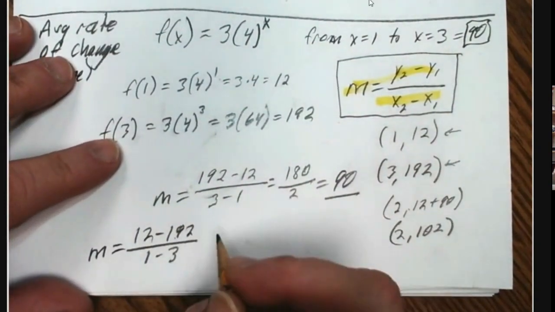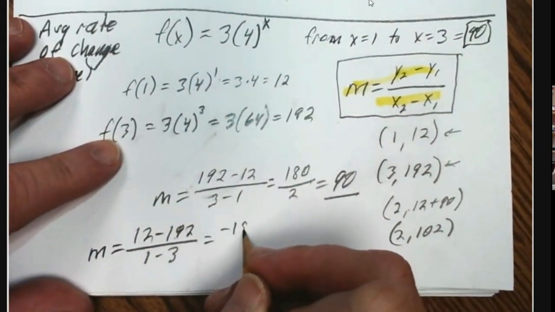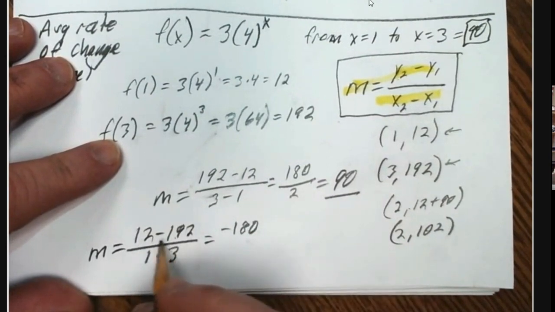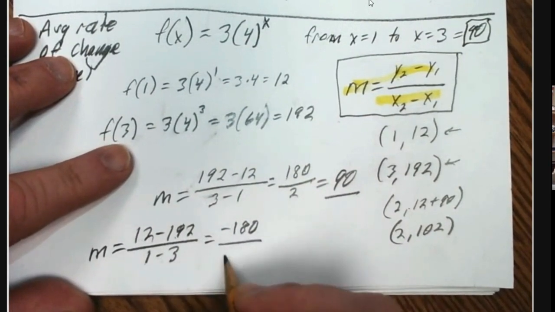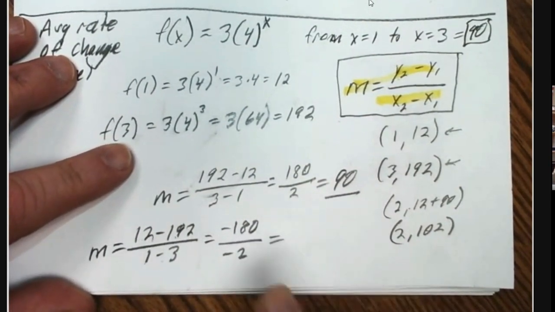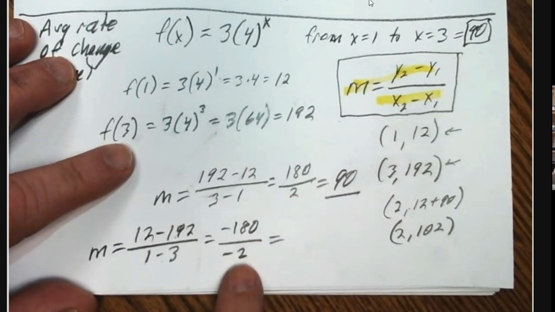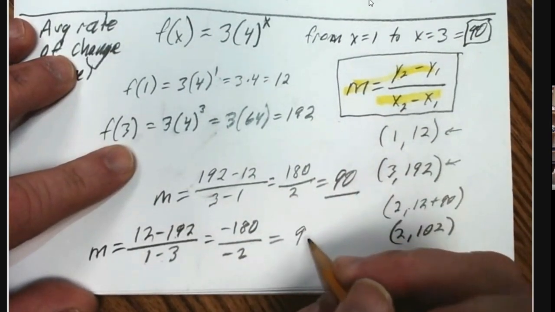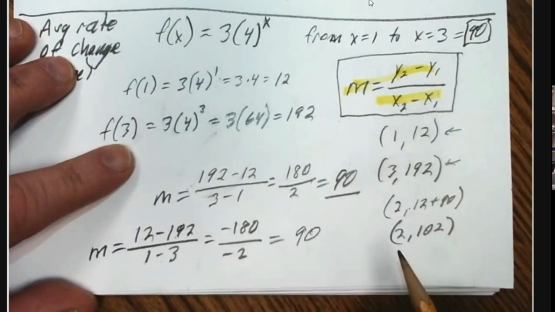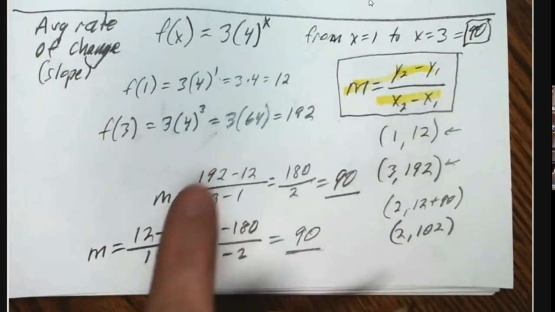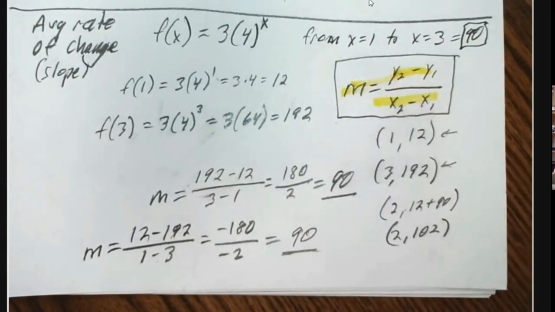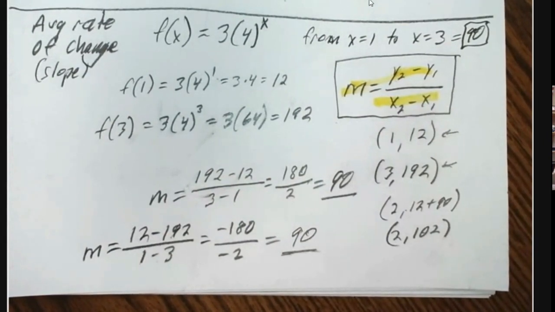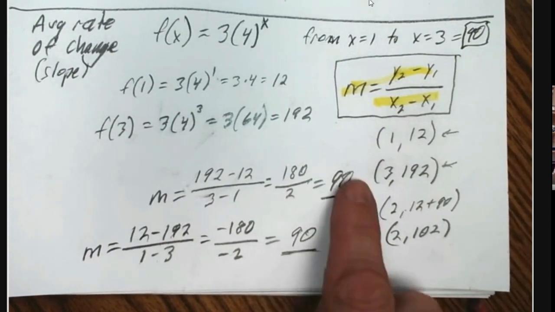112 minus 192. Well, that would be a negative 180 because 12 minus 192, we subtracted a bunch, that's negative 180. And 1 minus 3 is negative 2. Well, look, negative 180 divided by negative 2, your answer is still 90 because negative divided by negative is positive. So it doesn't matter which point is y1 and x1 and which point is x2, y2. Your choice. So either way, you should get the right answer.